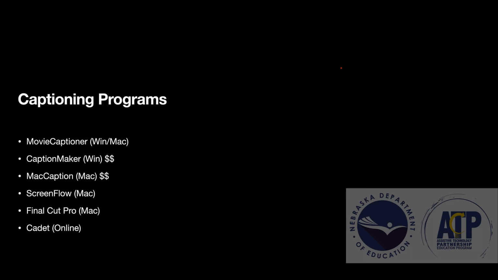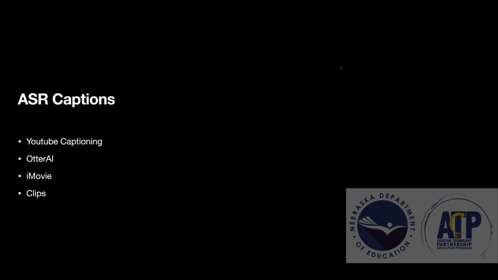Here's a list of captioning programs that are out there, from really expensive ones to some free solutions. There's also ASR captions, which is automatic speech recognition. They're AI, so they're artificial intelligence that will go out there and recognize your words and do captioning. YouTube Captioning, Otter AI, iMovie, and Clips all have captioning features in them. And here are some more resources for making your Office documents accessible, as well as making your accessible documents in Apple. These are all in your handout.